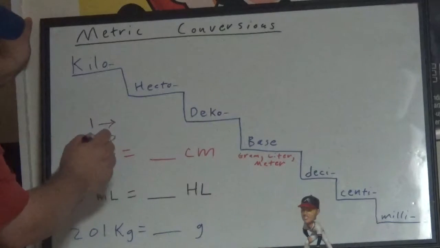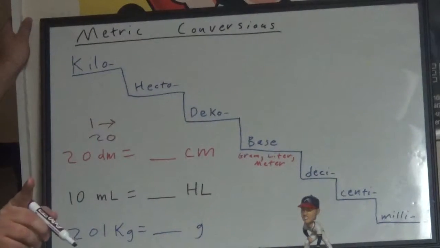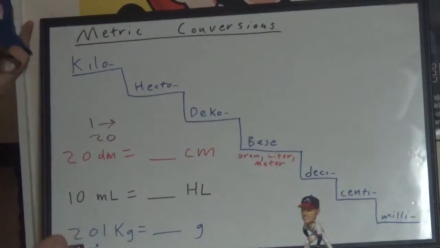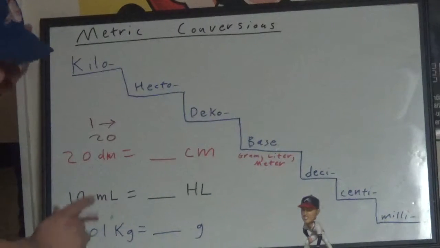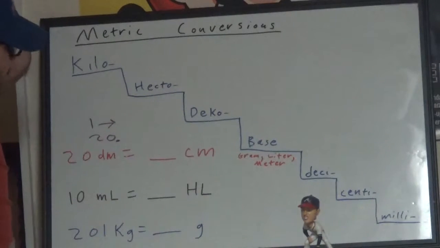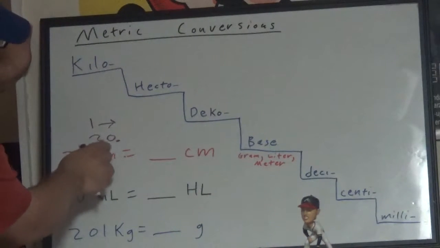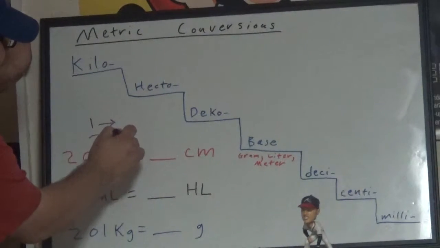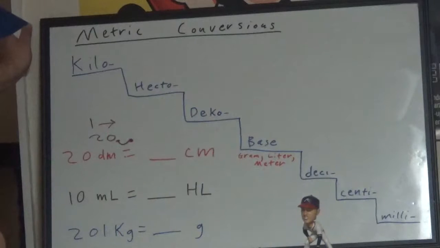And we're going to move the decimal place one to the right. Now, when we have a whole number, where's the decimal? It's always at the end of the whole number. So 20 and then the decimal place. Well, I'm going to move that one to the right. Get a new decimal place.